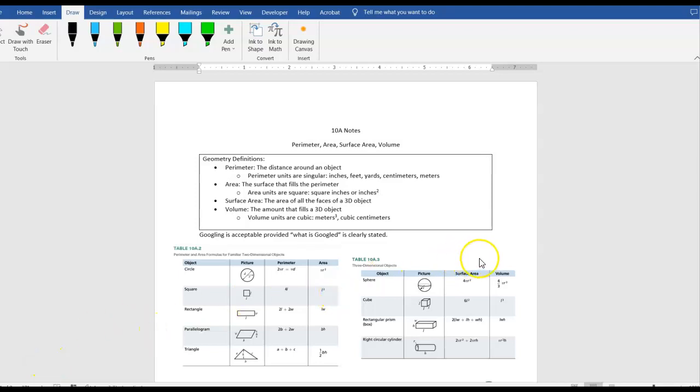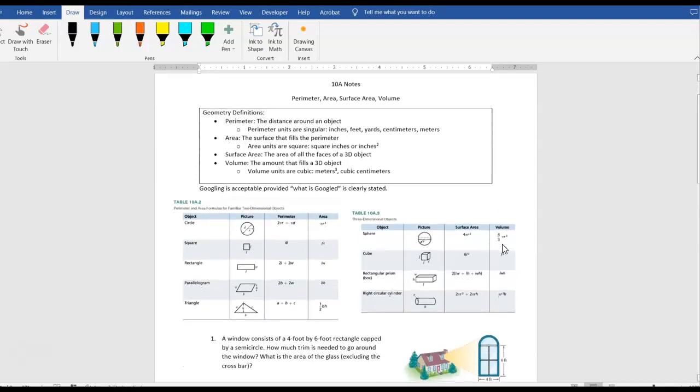In this first lesson, 10A, we're going to talk about perimeter, area, surface area, and volume. Perimeter is the distance around an object, and those units are singular units, so inches, feet, yards, centimeters, meters, and so on. Area is the surface that fills that perimeter. The units are square units, so square inches, which can be written using the word square, or with the exponent of 2.